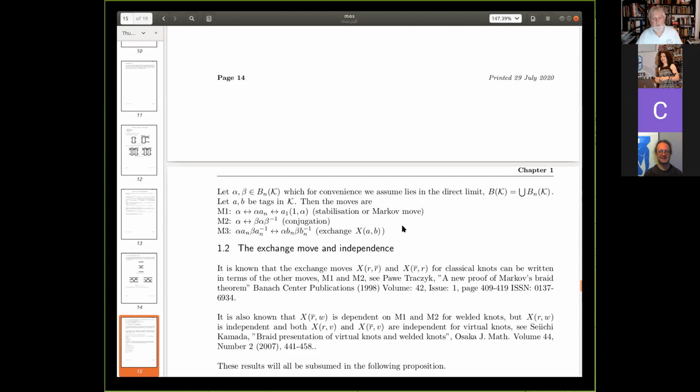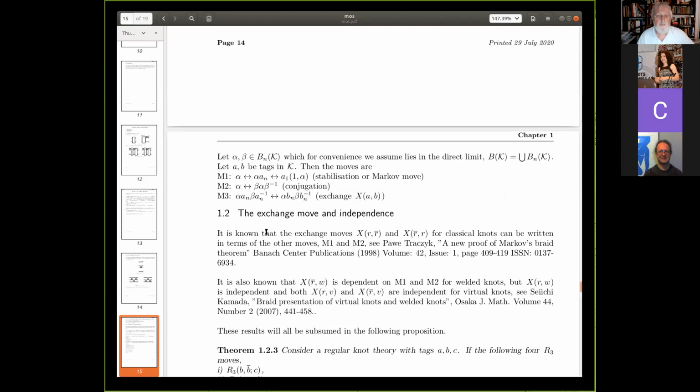Now, unless you've looked at these generalized braid groups, you probably didn't know there was such a thing as an exchange move, and in fact it's not needed. You see, for classical braids you don't need this exchange move, and it was proved in terms of the other moves by Trapsin, but presumably other people have proved it. I don't know, but it's in this publication here.